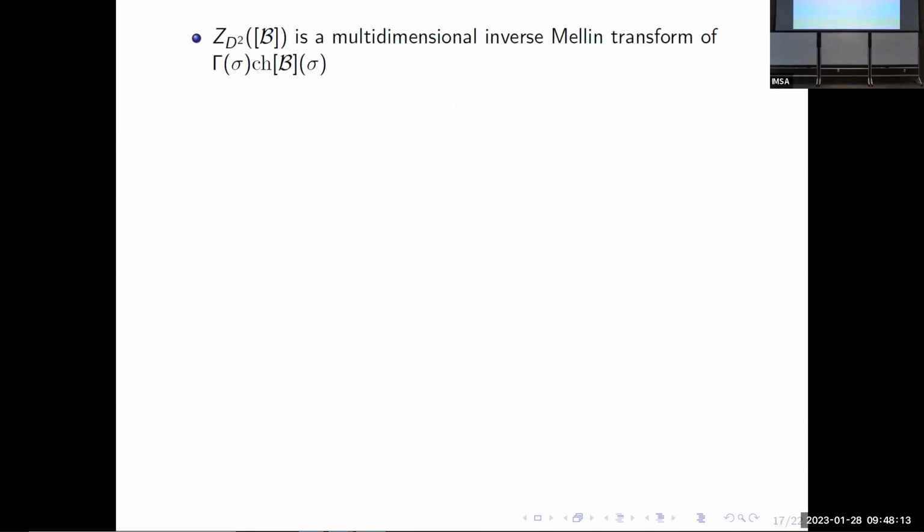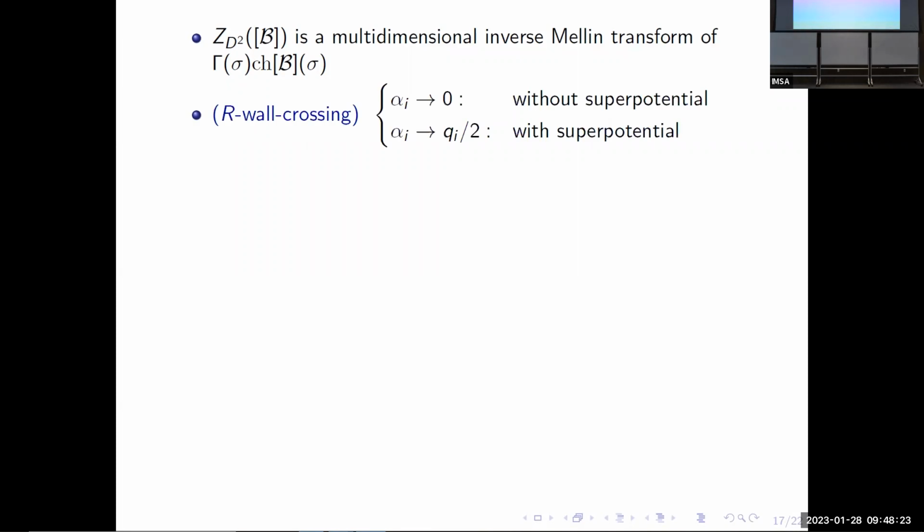So this is a multi-dimensional Mellin transform of gamma. This gamma is very much related to the gamma class, and this is very much related to the Chern class. And also, if you let alpha_i be q_i over 2, where q_i are the R charges, you get the GLSM invariant defined in the Coulomb branch. This is what we mean by Coulomb branch.